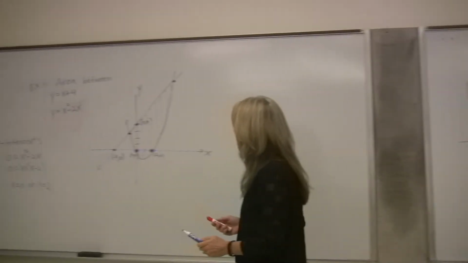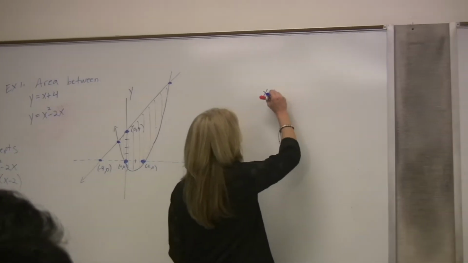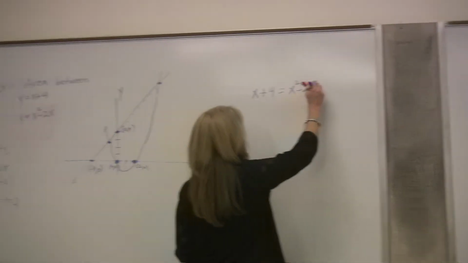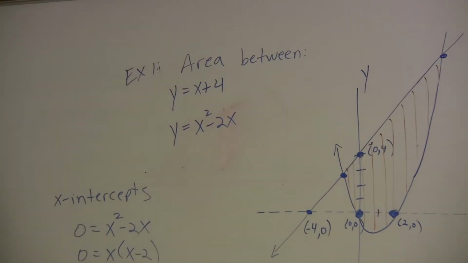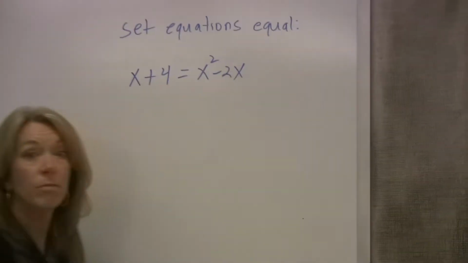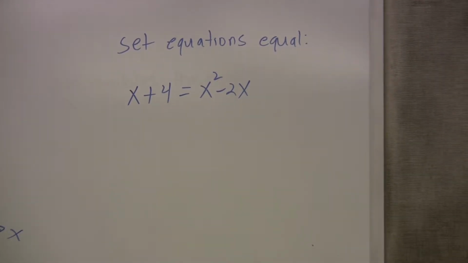So how am I going to do that? Set the two equations. Beautiful, set them equal to each other. When will it be true that x plus 4 is equal to x squared minus 2x? Set the equations equal. I want to know, when will this be the same as this? Those are the points of intersection, right?